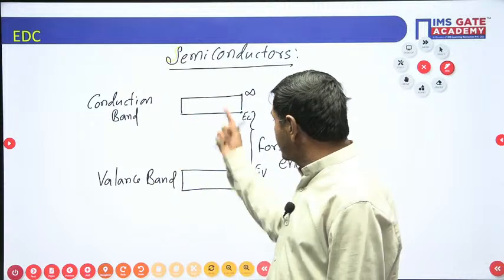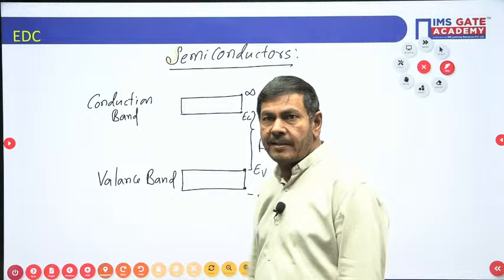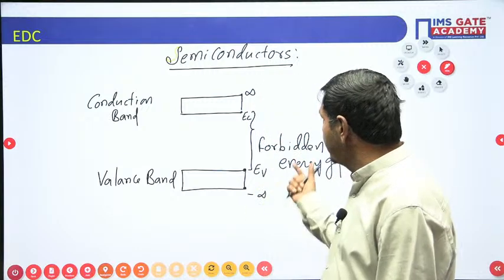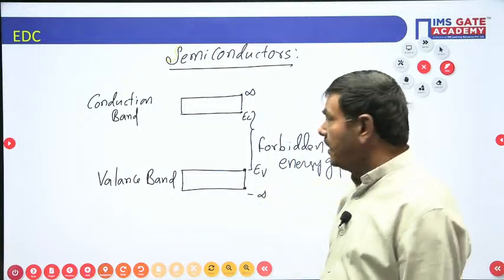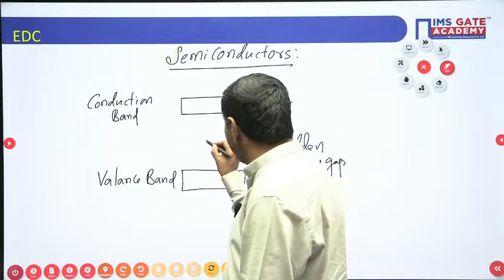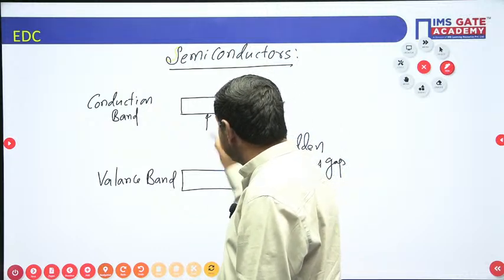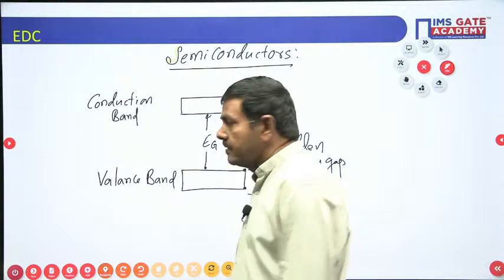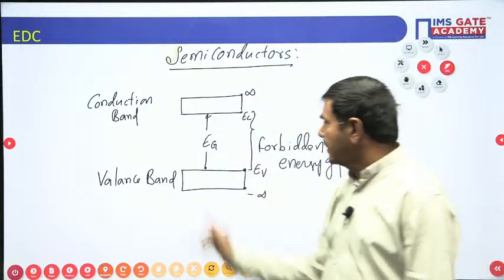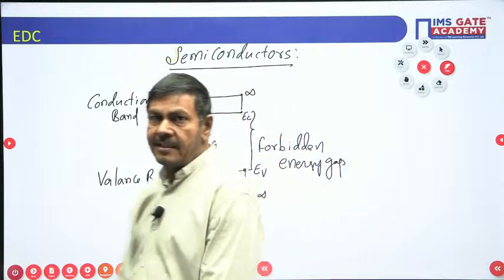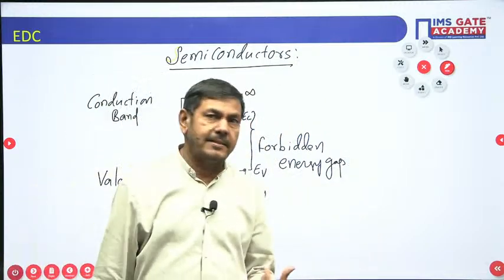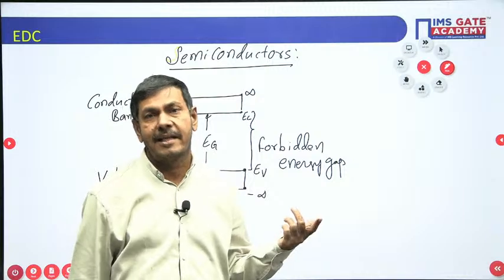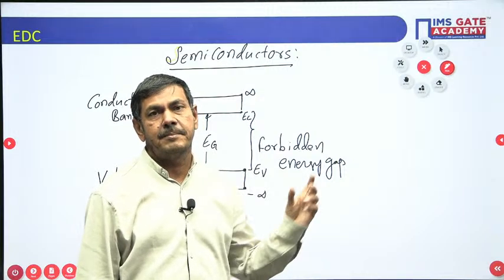In between these two bands we have a gap. That gap is called the forbidden energy gap. I would like to denote it with the symbol EG, E suffix G, capital G or small g, your choice. Sir, how can I determine the forbidden energy gap? By using the mathematical formula.